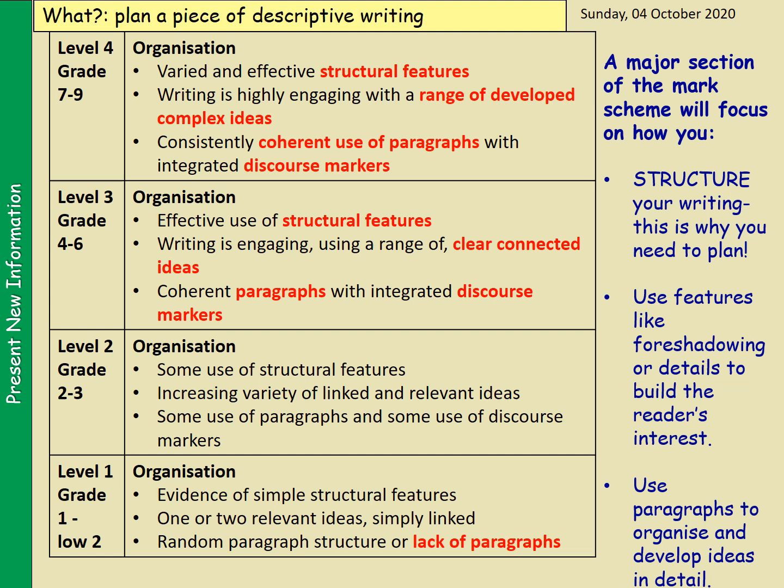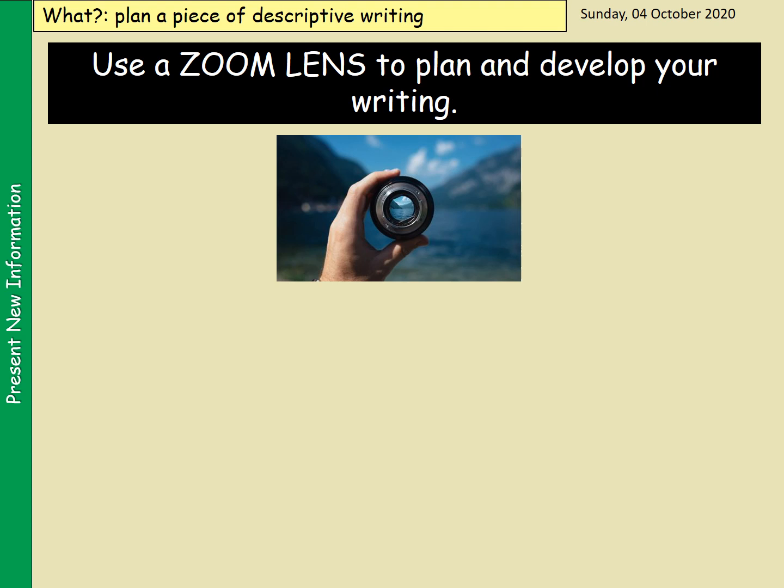So this is important. Okay, so we're focusing on descriptive writing because the more descriptive you are, the more marks you get. So we're going to be looking at how to use something called a zoom lens to plan and develop your writing. So if you're someone who has taken photography or is interested in taking pictures or film, you will know that you can take wide shots where you zoom out and then closer shots where you zoom in on specific details. So we want to try to do the same thing in our writing.